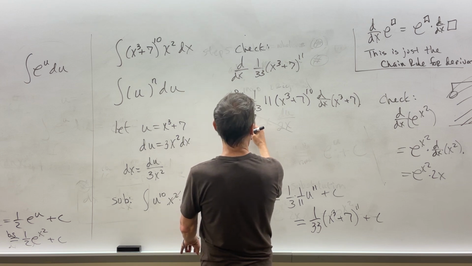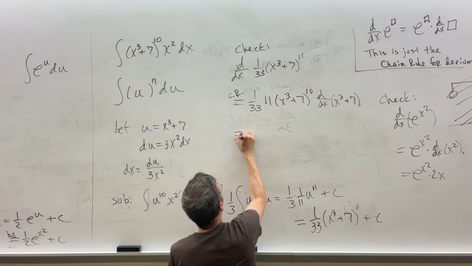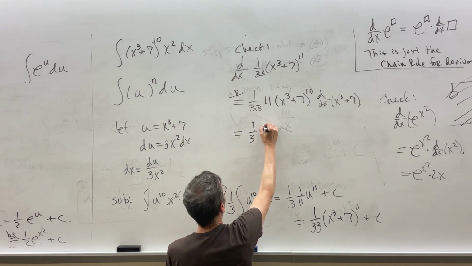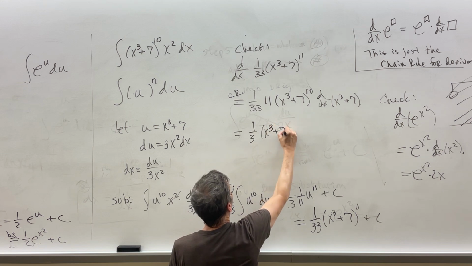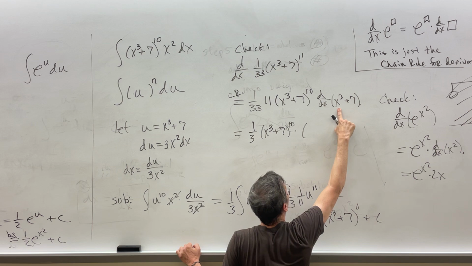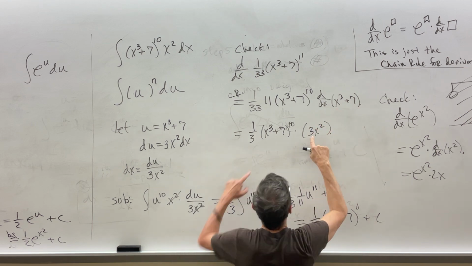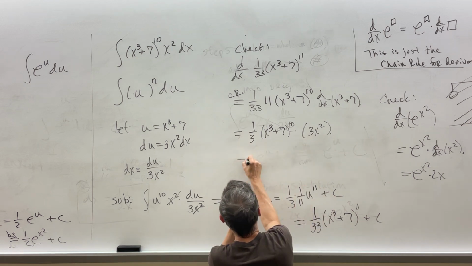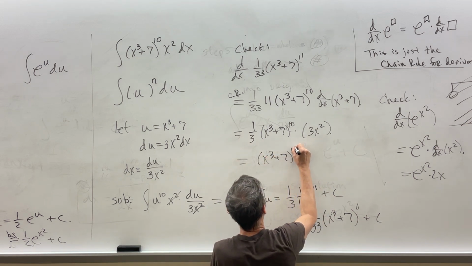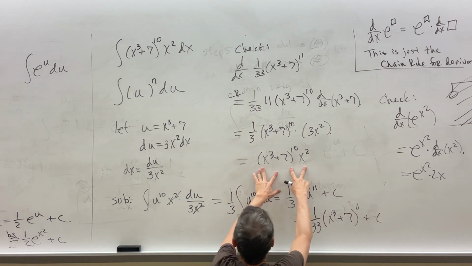I'm good. I was losing a 3. Let me finish that up. So that's 1/3, right? Because 11 over 33. x cubed plus 7 to the 10th. What's the derivative of this expression? x squared. Beautiful. Thank you. And now look, that 3 and that 3 cancel. And so (x cubed plus 7) to the 10th times x squared is the derivative of that expression.